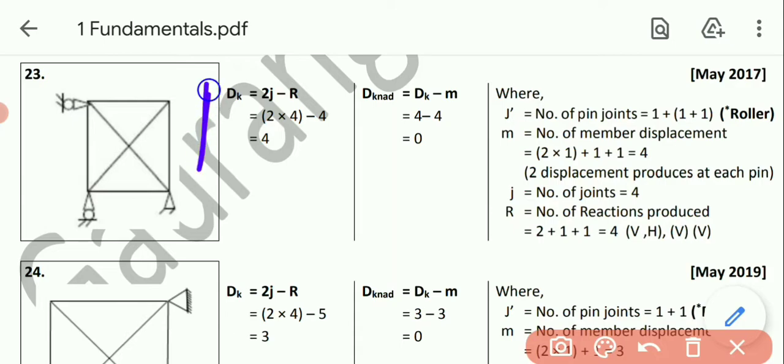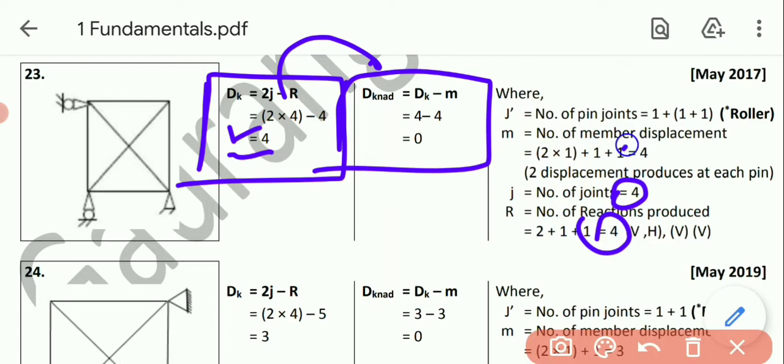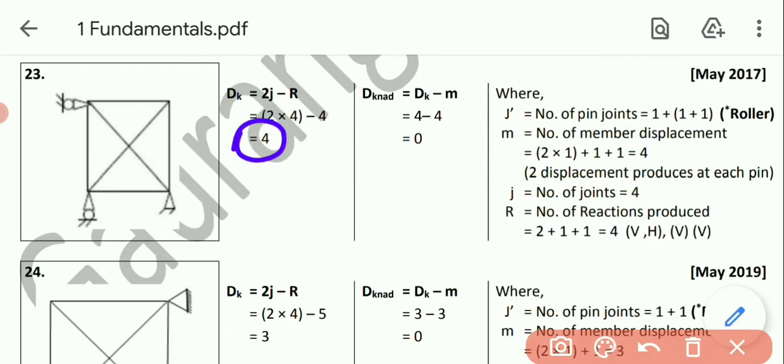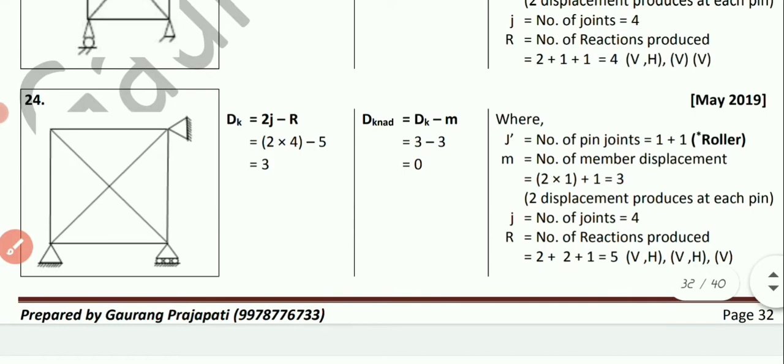So Dk equals 2j minus r: joint is 4, r is 4, 2 times 4 minus 4, so 8 minus 4, answer comes 4. Dk none equals Dk minus m, m is 4, so 4 minus 4, answer is 0. Okay, these 4 are the criteria. Over here vertical and horizontal, over here horizontal, over here horizontal. Okay, then example number 24.